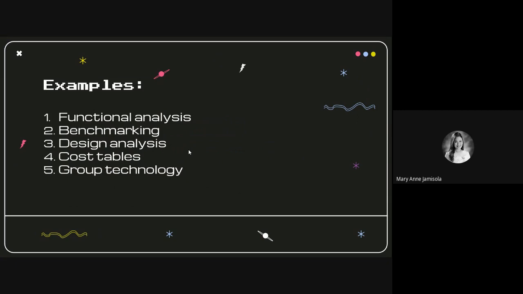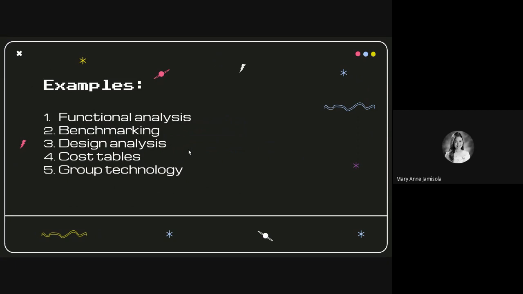And then when it comes to benchmarking, we already learned what benchmarking is. And then design analysis, this is also a common form of value engineering for products in group 2. When I say group 2, in my example, those are your construction equipment and heavy trucks, more on industrial and specialized products.